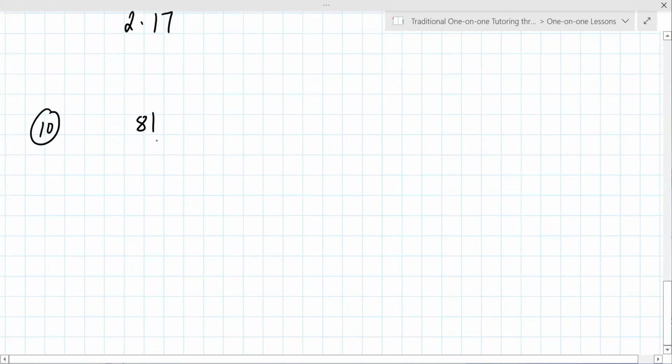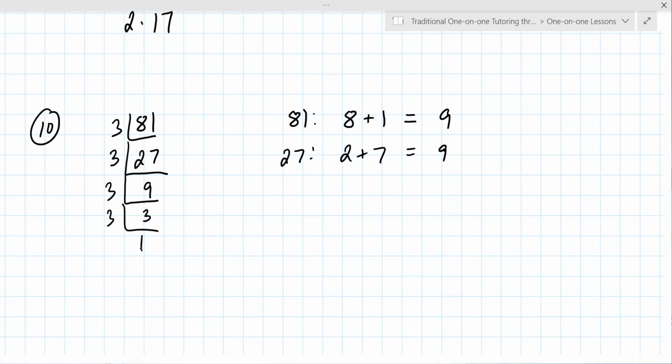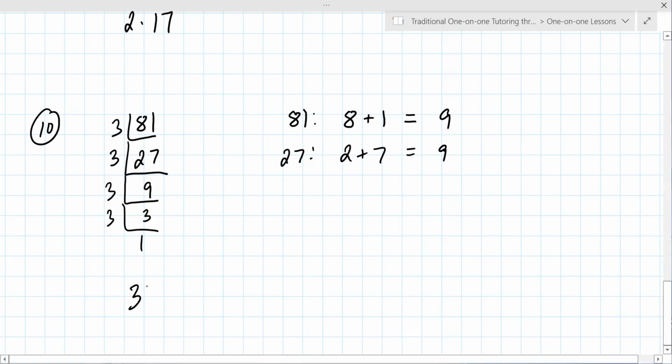81 is not divisible by 2 because it's not even. But what is 8 plus 1? 8 plus 1 is 9. So 3 does work. Now that one may not be too obvious, but it's 27. We'll just give you that because it's short on time here. 27 is 2 plus 7, which is 9. 27 is divisible by 3. That's 9. 9 is divisible by 3. And then 1. Yeah, so that's 3 to the power of 4. So this is 3 to the power of 4.